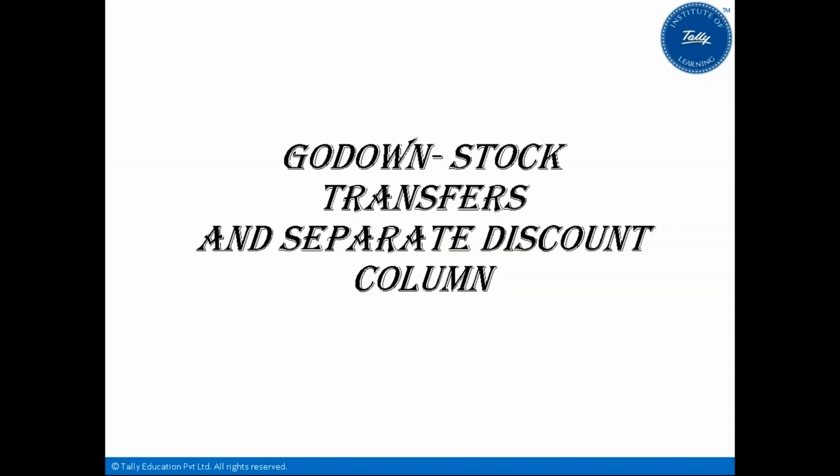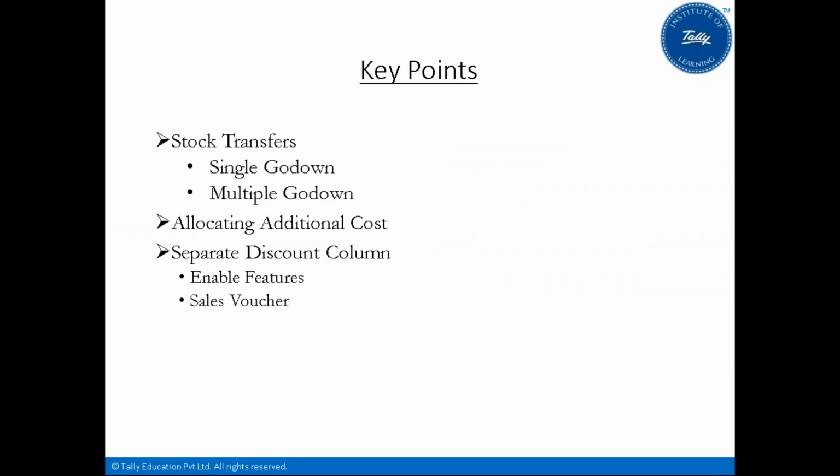As usual, we would be using the PowerPoint presentation for the presentation purpose, and we will be doing the activities in Tally.ERP 9. So let us quickly go into the presentation and see the key points. The outline for this session is how to create the single godown, multiple godowns, allocating the additional cost, separate discount column on the invoices, and passing a sales voucher.